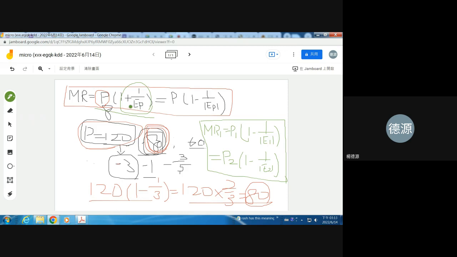Because the elasticity is equal to negative 3. So 1 over negative 3. So this is what you have. And so you have 120 times 2/3. So what you get? 80, the price. It's kind of interesting. So a little bit different from the third degree price discrimination that I'm talking about in class. So a very interesting exercise, but it's not that easy to figure out. Okay. So questions.